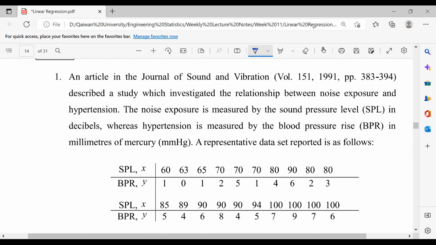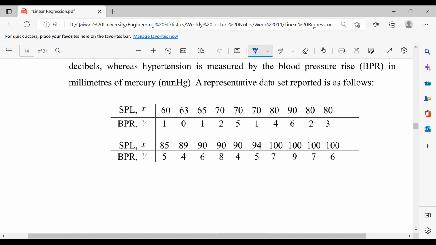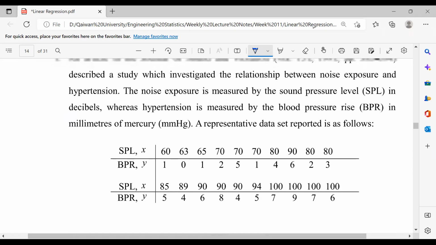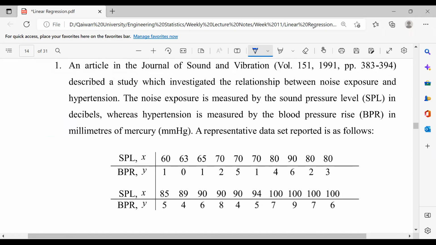And here we have some tasks. It's for yourself. Look, these all are one data. 60, 63, 65, up to 100. You have 400s. Okay?